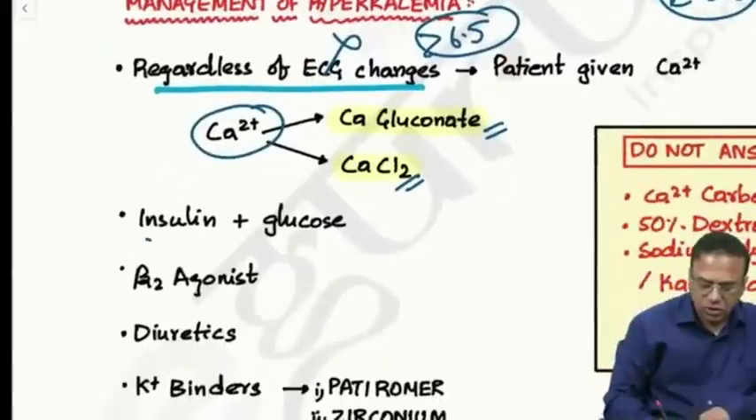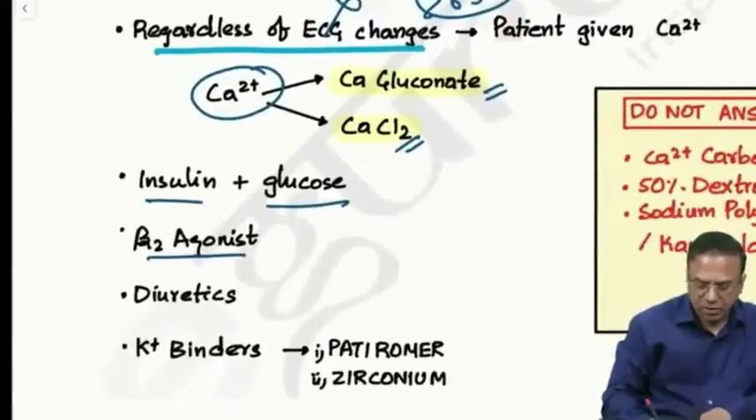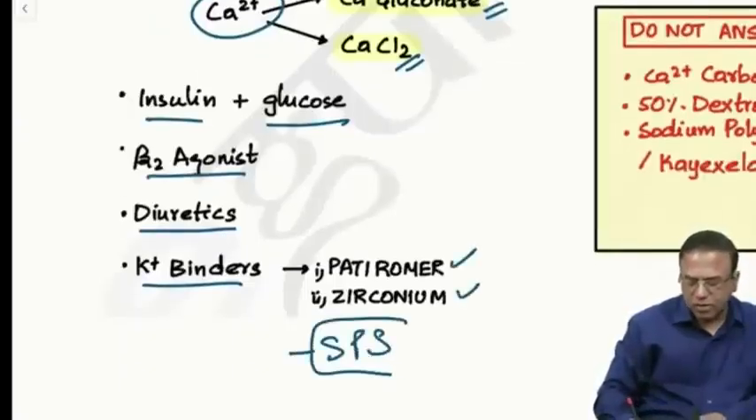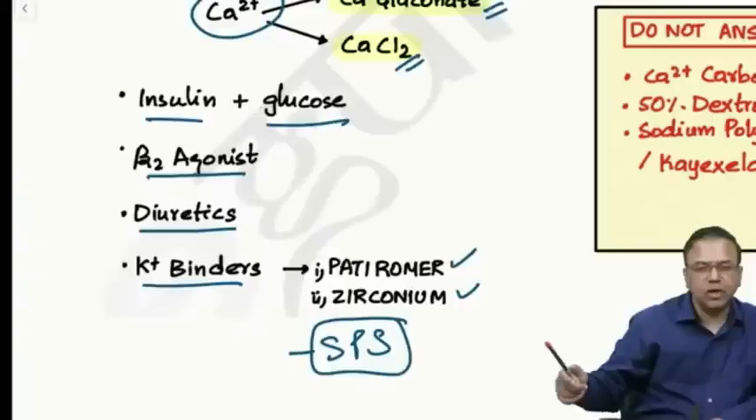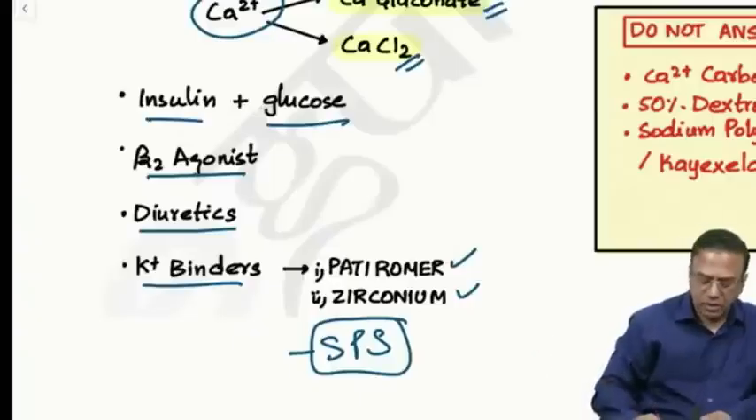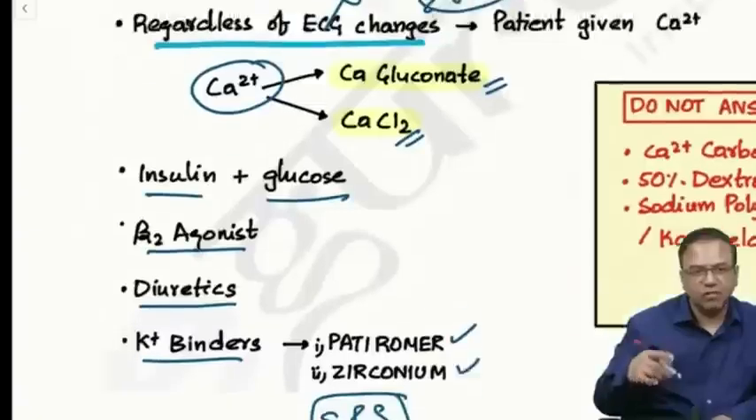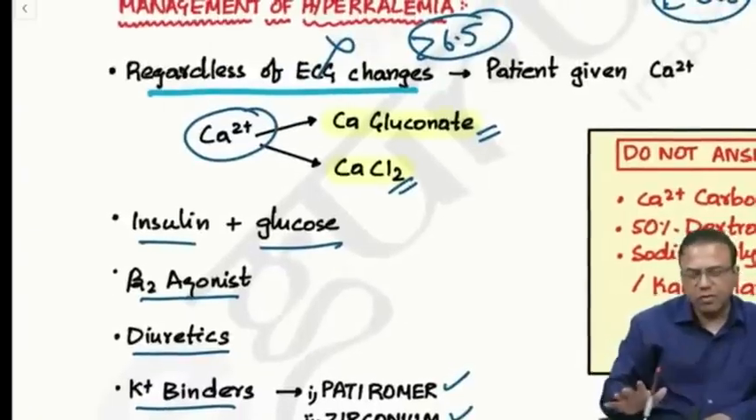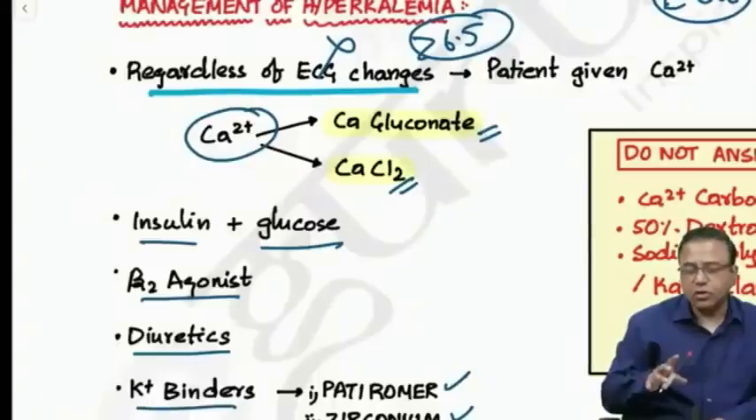You need to give insulin and glucose, diuretics, beta agonists, and potassium binders. So remember potassium binders, the new ones are patiromer and zirconium. We used to use sodium polystyrene sulfonate earlier, but it is not approved because it can cause intestinal necrosis. In general, be careful about choosing soda bicarb in the treatment of hyperkalemia, because the studies are saying soda bicarb per se is not a treatment of hyperkalemia, it is for acidosis. And there also, it should not be used unless the pH is going below 7.1.